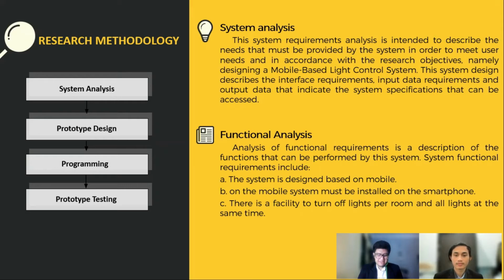Functional analysis. Analysis of functional requirement is a description of the function that can be performed by the system. System functional requirements include: A. The system is designed based on mobile. B. On the mobile, the system must be installed on the smartphone. And C. There is a facility to turn off lights per room and all lights at the same time.